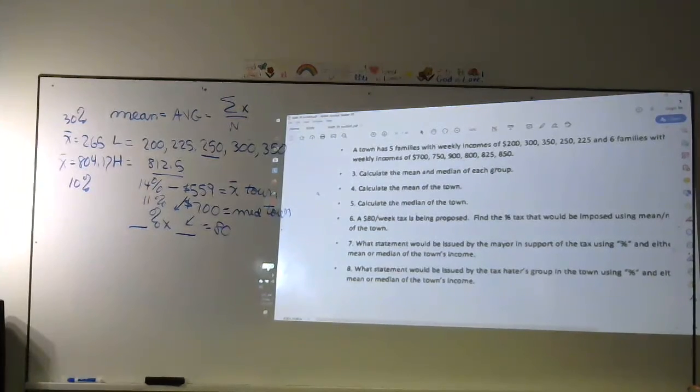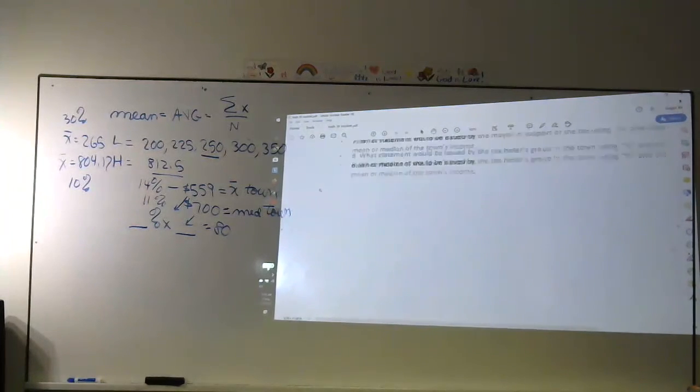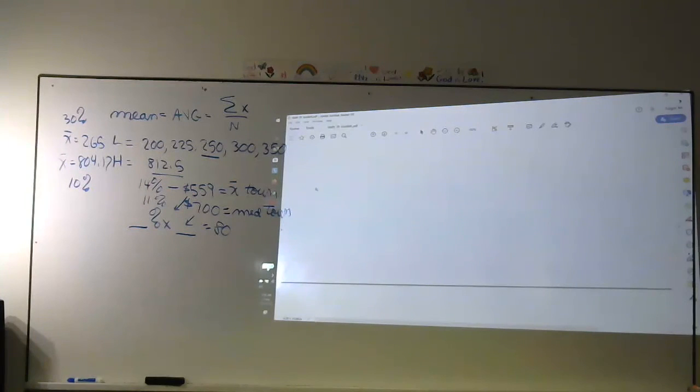All right, so we are going to be doing some problems dealing with mean, median, and mode, and that will be on your homework for our next time together.